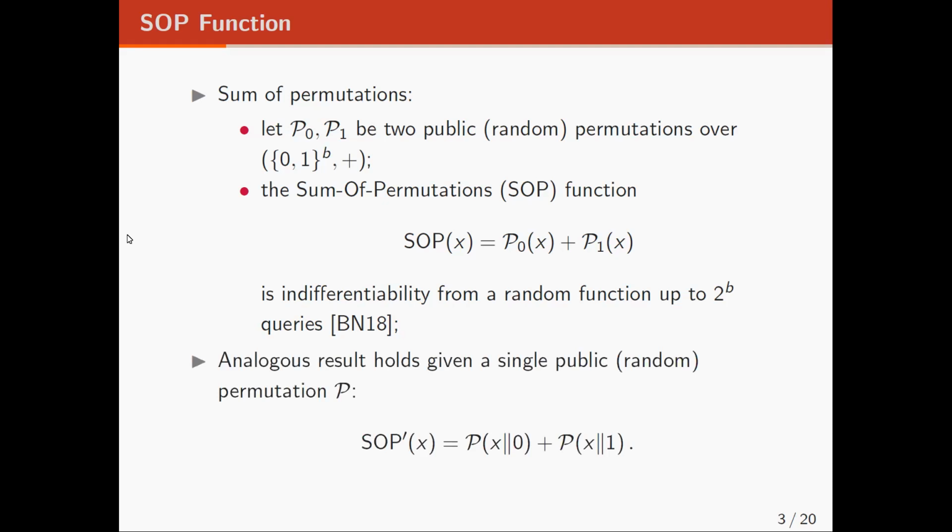A similar result holds if we have a single public permutation. In this case, we lose one bit in the domain. So we have the public permutation applied on X concatenated with 0, plus the same permutation applied to X concatenated with 1.